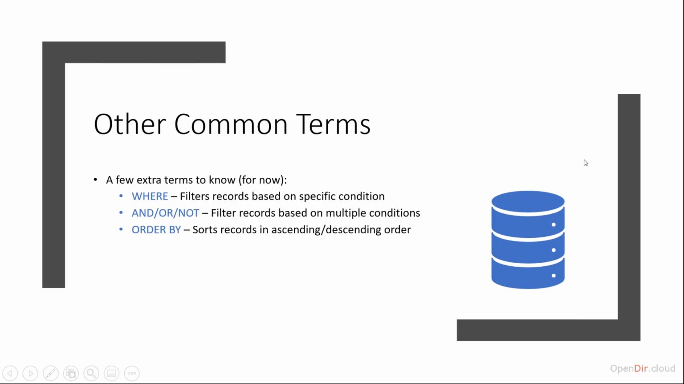So there's some other common terms that we should know as well. So we could say where, and that's going to filter records based on specific conditions. You're going to see an example of this. There's and, or, not, which is going to filter based on multiple conditions. So we have one condition and another condition, or another condition, or not a condition. Similar to when we were talking about Python earlier, same logic. And then we have an order by as well. So this is going to sort records in ascending or descending order. Now there's a lot more terms than this, but these are the very, very common ones and ones you should know.